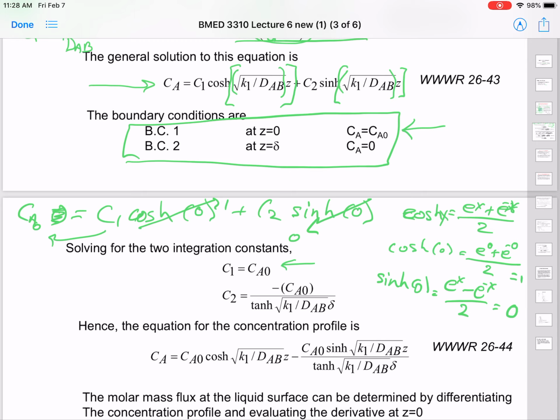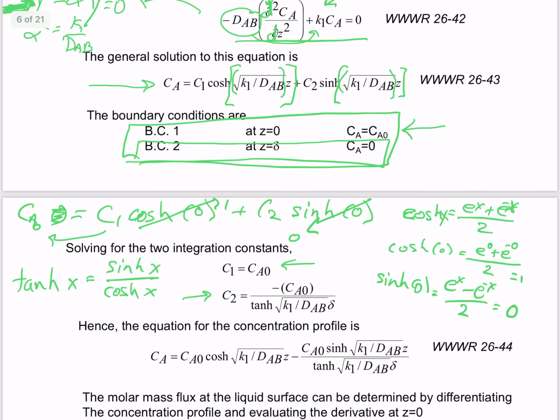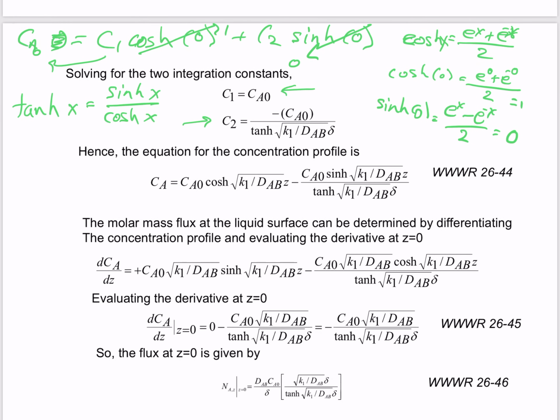I don't have space here to plug in the second boundary condition. But you can work backward, plug into the solution, and then use the hyperbolic identity to get C2. There's nothing fancy about that. The only thing she used was that the hyperbolic tangent of x is equal to sinh x over cosh x.